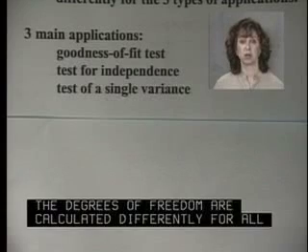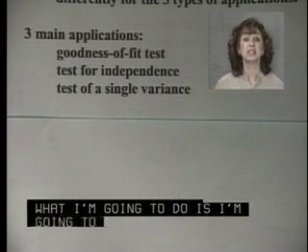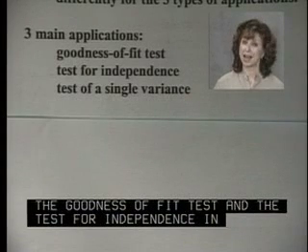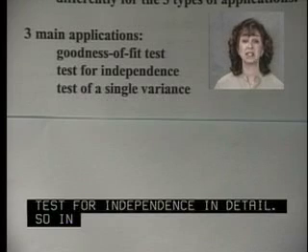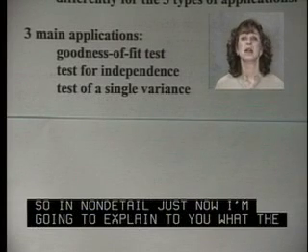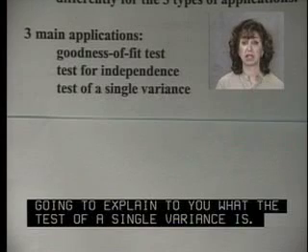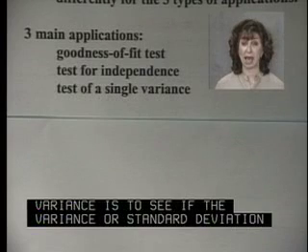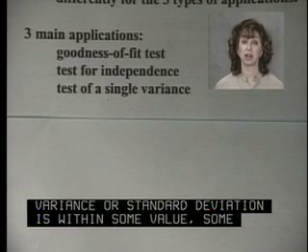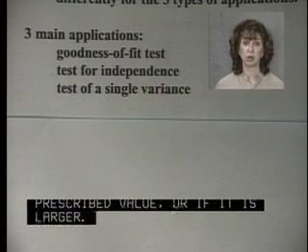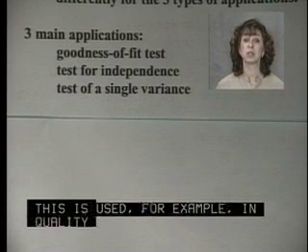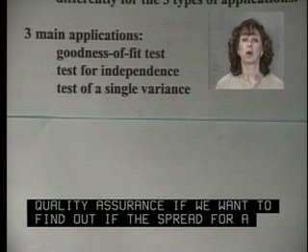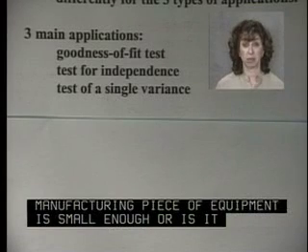What I'm going to do is discuss in this segment the goodness of fit test and the test for independence in detail. So in non-detail, just now I'm going to explain what the test of a single variance is. The hypothesis test for single variance is to see if the variance or standard deviation is within some prescribed value, or if it is larger. This is used, for example, in quality assurance if we want to find out if the spread for a manufacturing piece of equipment is small enough, or is it so large that we need to calibrate the machinery.